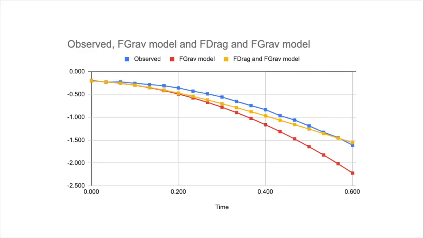This chart shows all three curves. Looking at this chart, you can see that the force of gravity model predicted the object to drop the furthest in the allotted time. This is because there is no force pushing up on the object in this model. As you can see, our observed trial and the force of drag and gravity model came to very similar conclusions.